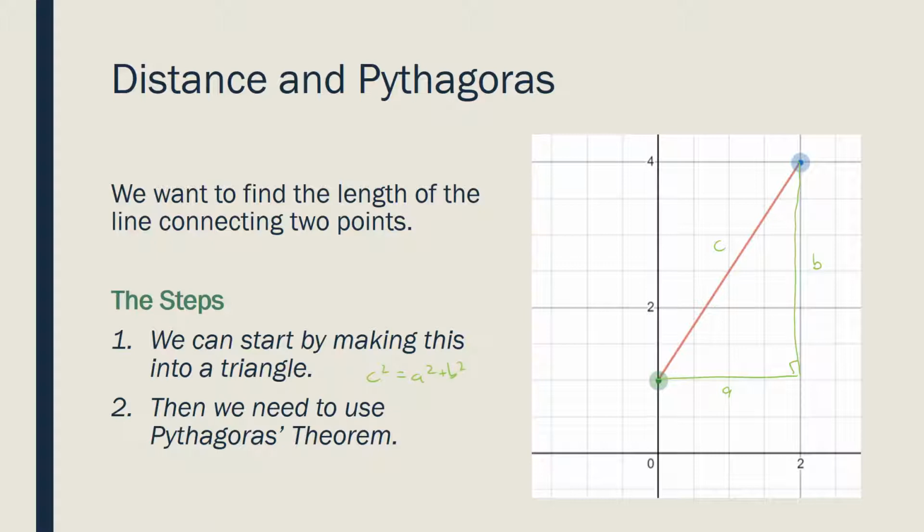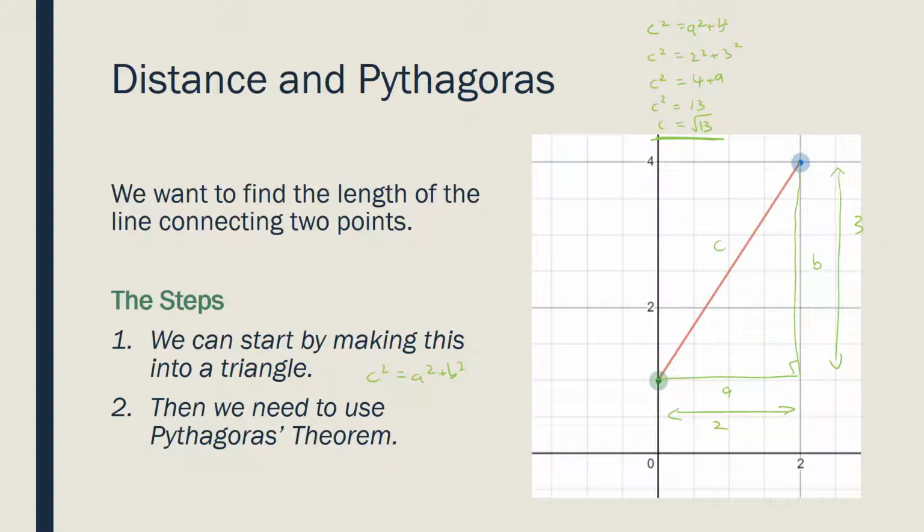Now, just to show you how that works, here we have a distance of 2. We're going from 0 to 2, which is 2. Here we have a distance of 3. We're going from 1 to 4, so that's 3. So we can then put that into Pythagoras' theorem. We're going to get c squared equals a squared plus b squared. So c squared is going to be 2 squared plus 3 squared, which is going to be 4 plus 9. C squared is going to be 13, and c is going to be the square root of 13. So we found the distance there.